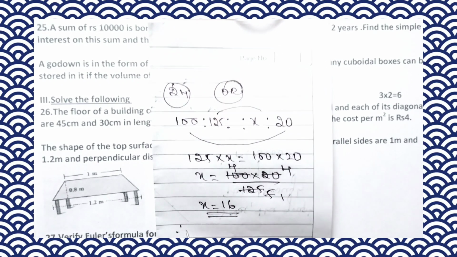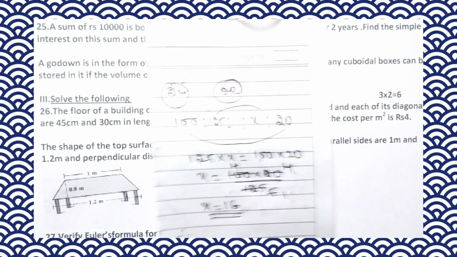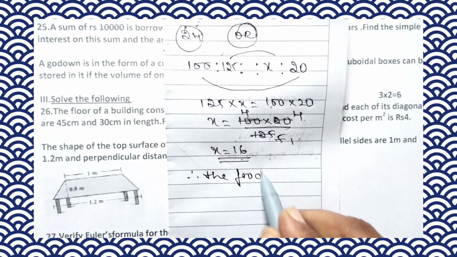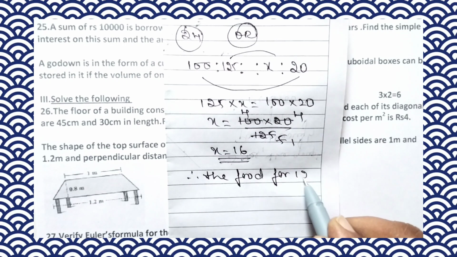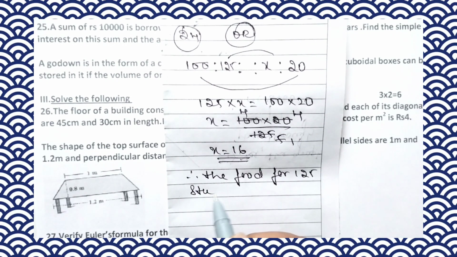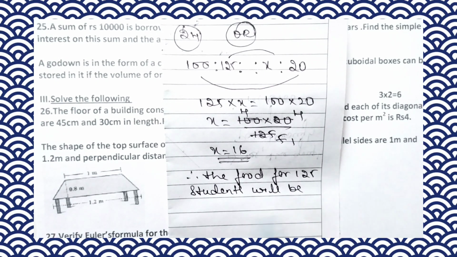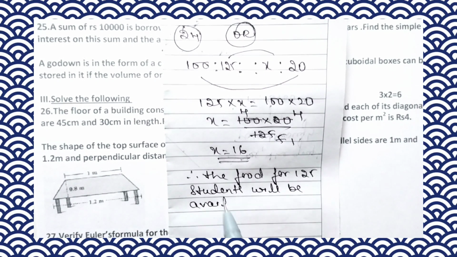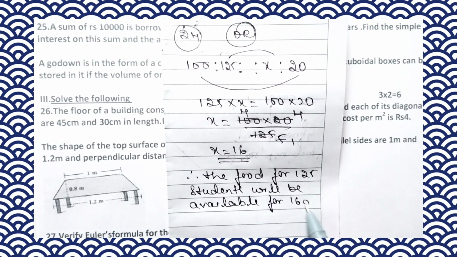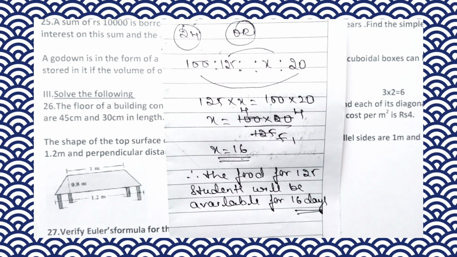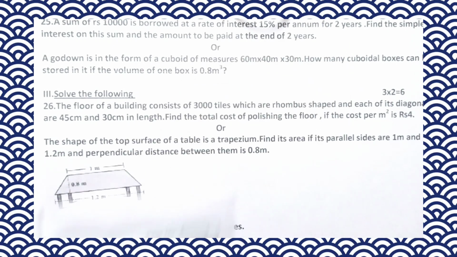Therefore the food for 125 students will be available for, because the number of students increases so food decreases, available for how many days? 16 days. So for 125 children the available food will last for 16 days. So like this we have to answer this question.